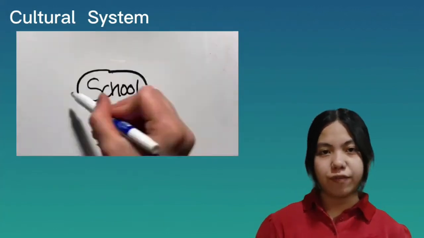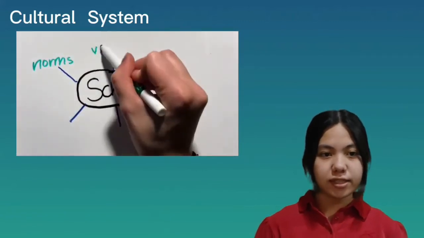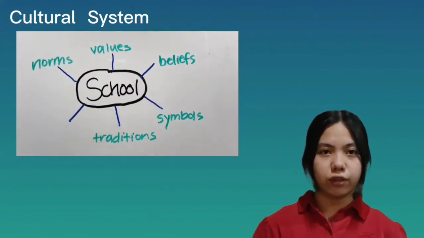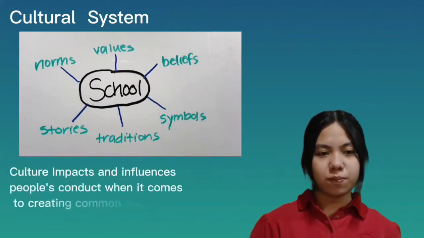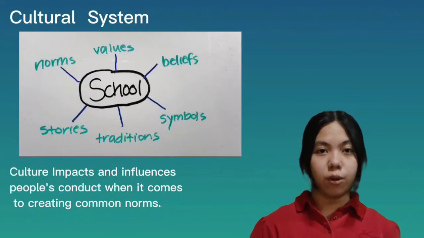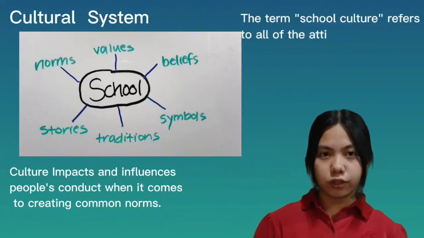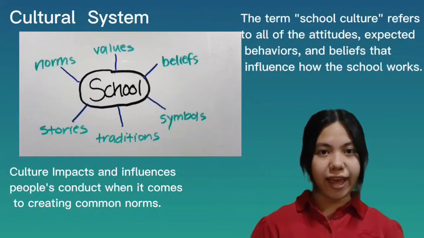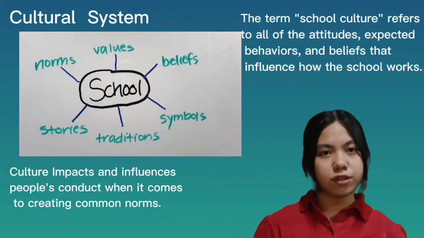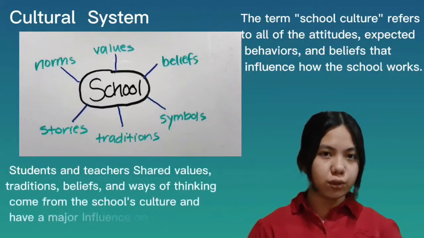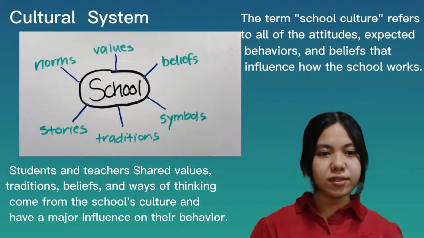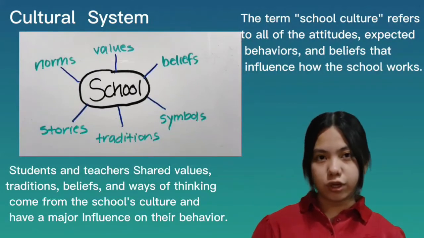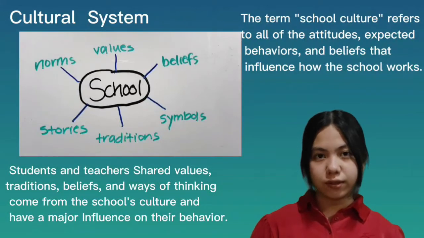So let us move on to the cultural system. People are supposed to have common values, beliefs, and thoughts, and have unity and respect as a result of the interaction of individuals in the system. Culture impacts and influences people's conduct when it comes to creating common norms. The term school culture refers to all the attitudes, expected behaviors, and beliefs that influence how the school works. In addition, students' and teachers' shared values, traditions, beliefs, and ways of thinking come from the school culture and have a major influence on their behavior.